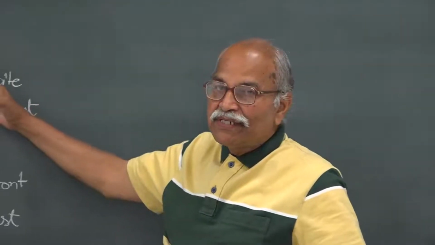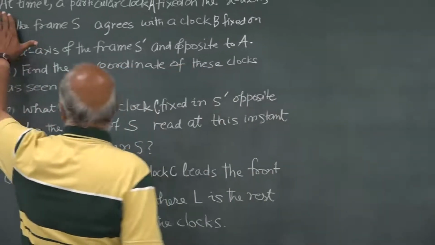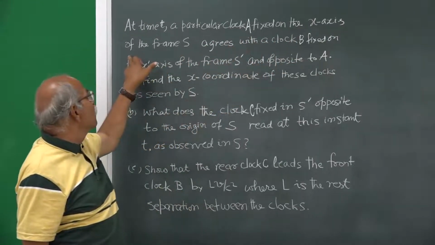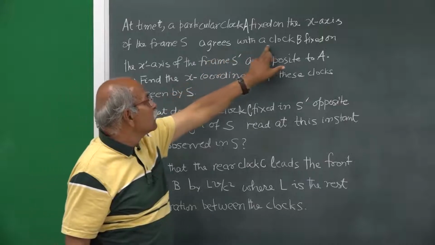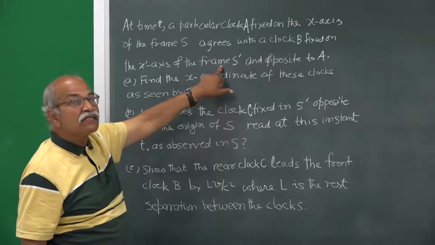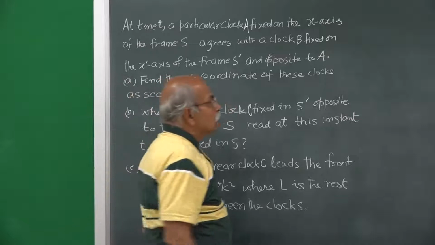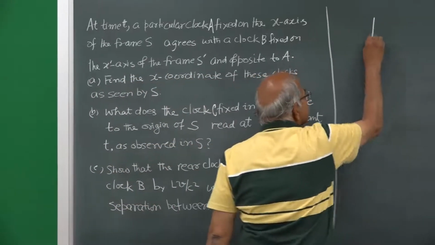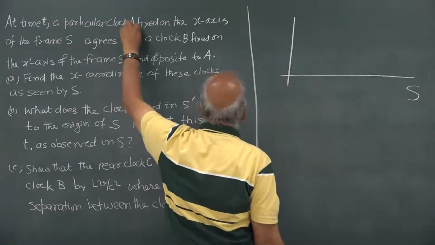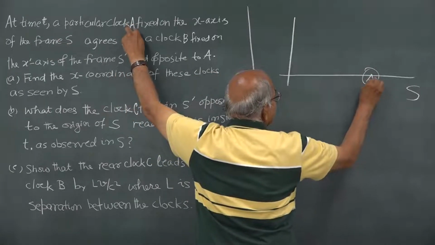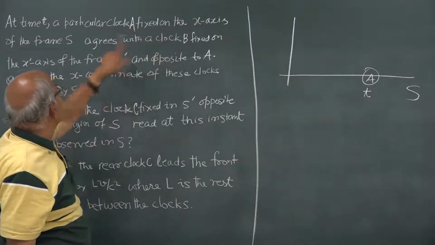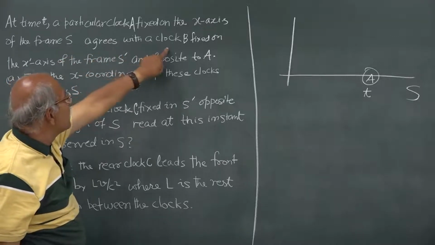So, here is that question. It says that at time t, a particular clock A fixed on the x axis of the frame S agrees with a clock B fixed on the x prime axis of the frame S prime and opposite A. So, you have a frame S, and in this frame at time t, a particular clock A. So, you have a clock A here and it shows time t.